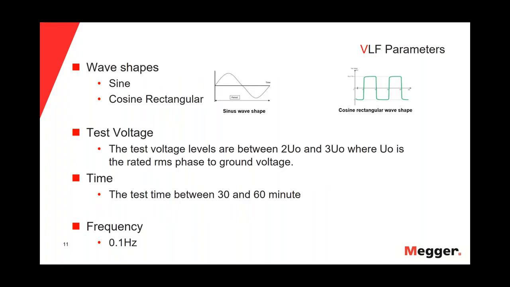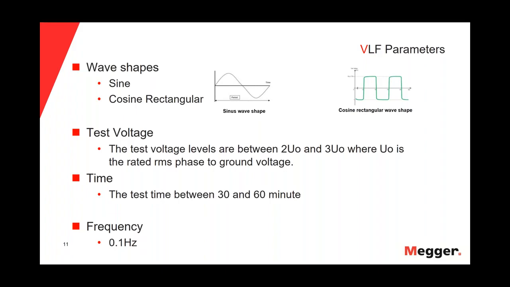The parameters involved in the VLF test are the wave shapes. We have mainly two wave shapes: the sine wave shape that you can see in the graphic on the left, and on the right, the cosine rectangular wave shape. Of course, both wave shapes have advantages and disadvantages, and maybe we'll go through them in the next slide.